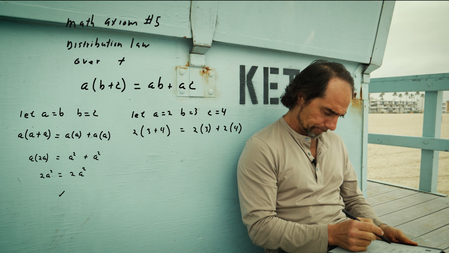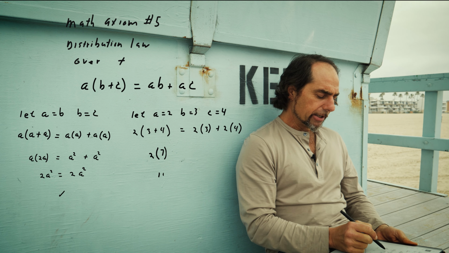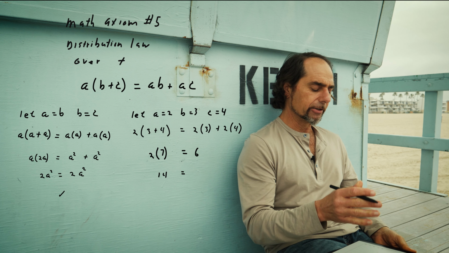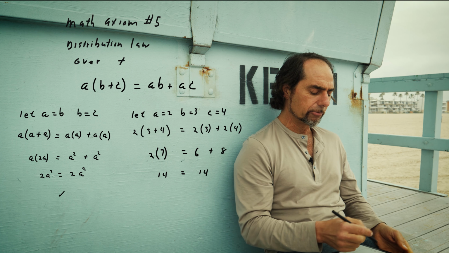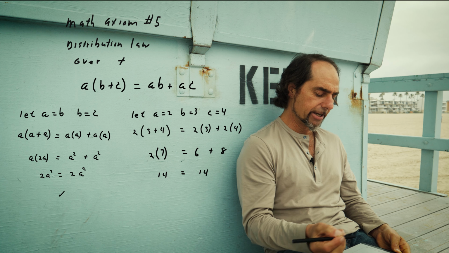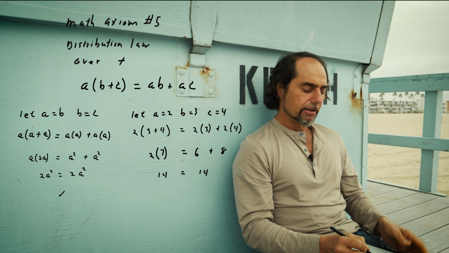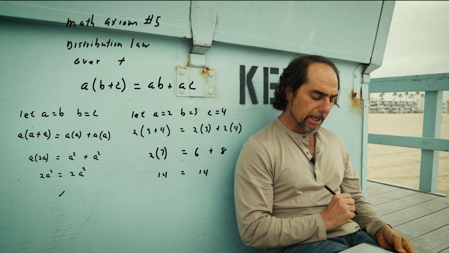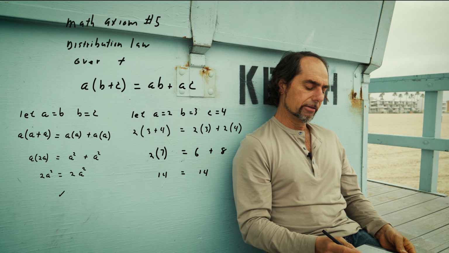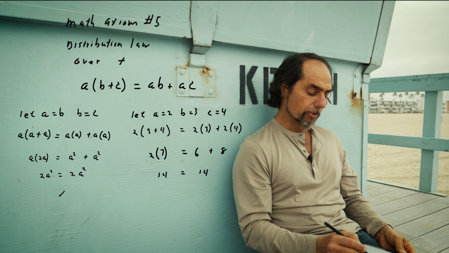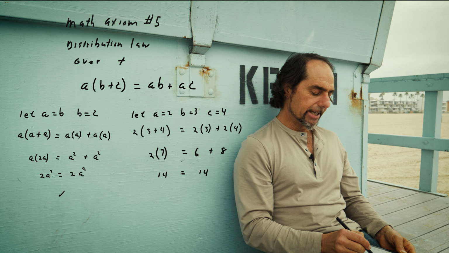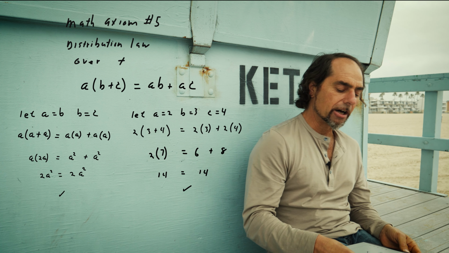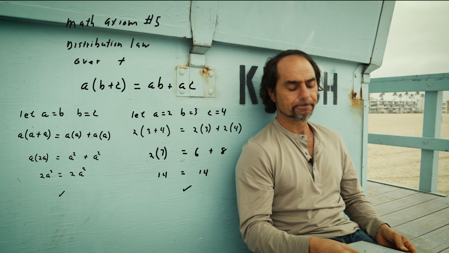Anyways, let's continue on. Let's bring down the 2. Now 3 plus 4 is equal to 7. Close parentheses. So now we have 2 parentheses 7. Well, 2 times 7 is 14. Let's go to the right side. Now we get 2 times 3, we bring down the 6, plus 4 times 2 is 8. 6 plus 8 is 14. Hey, look at that. 14 equals 14. Check. The distributive law holds in this specific case.